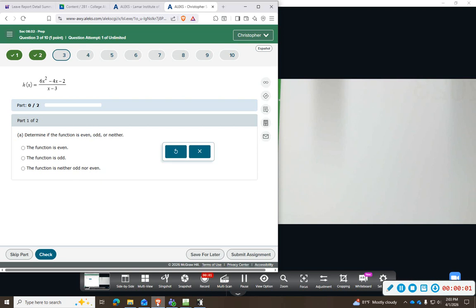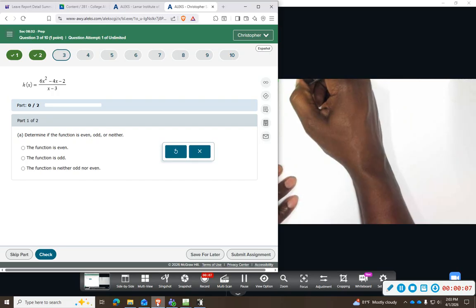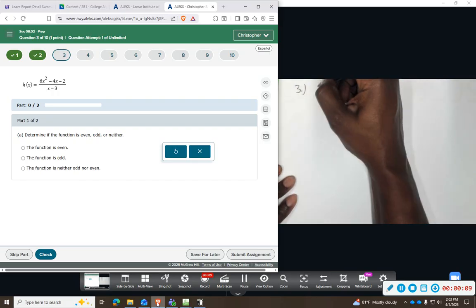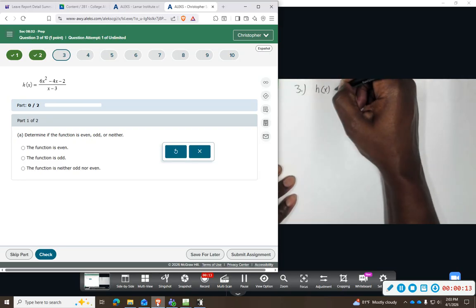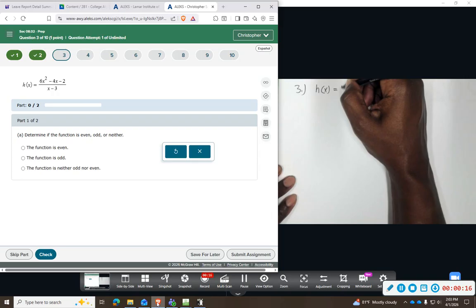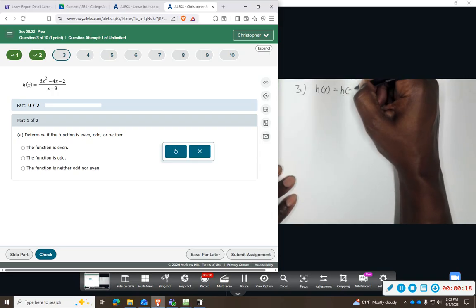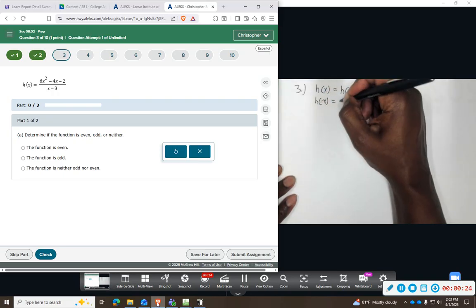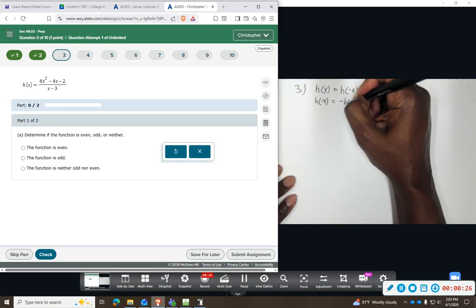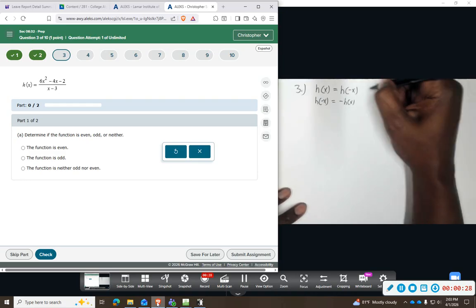All right, number 3, we want to determine if the function is even or odd. And so again, just to remind you, since we're using h of x, I'll use the same. We're going to check to see if the original function is equal to h of negative x, and we're going to check to see if h of negative x is equal to negative h of x. This is even.